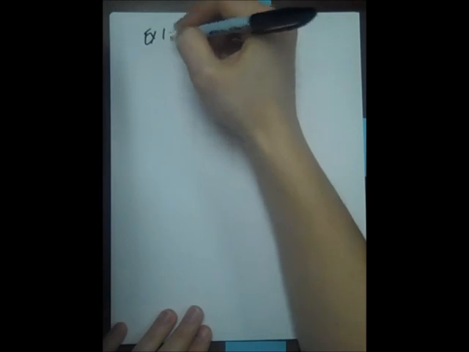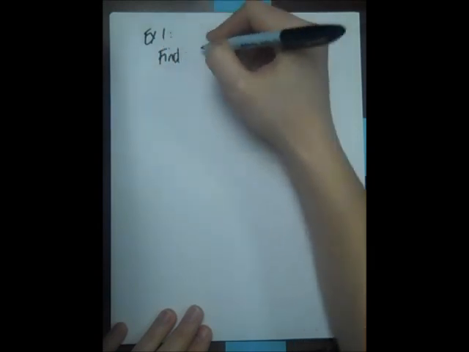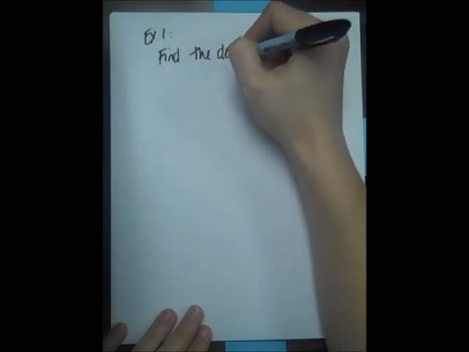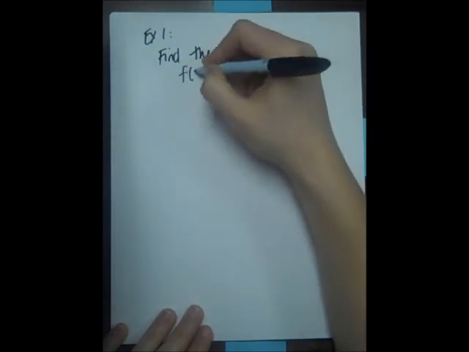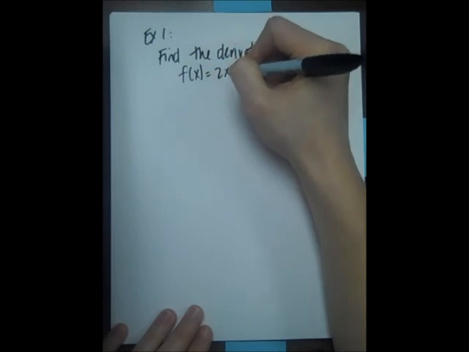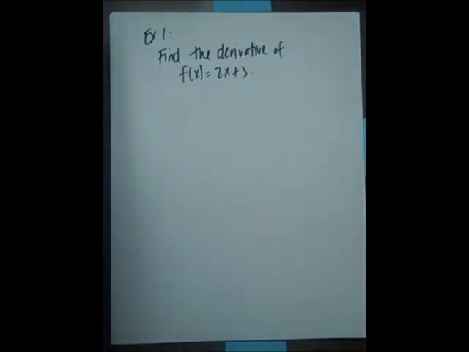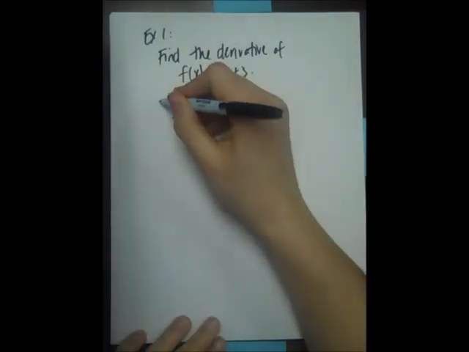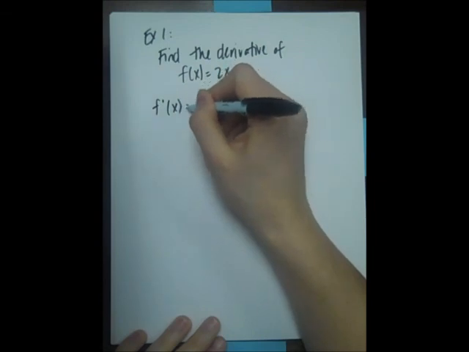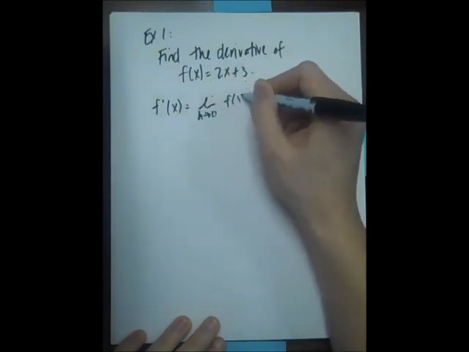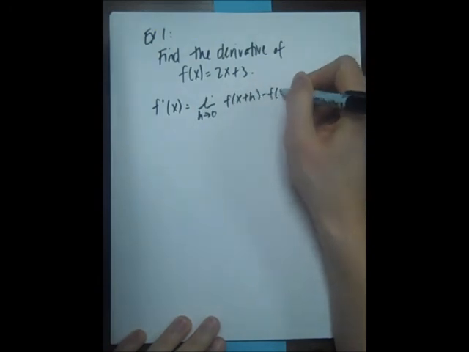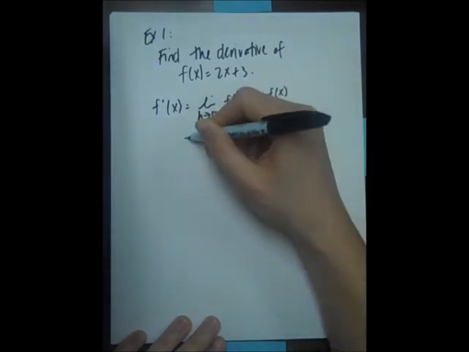Example 1. Let's find the derivative of the function f of x, where f of x is 2x plus 3. So we're finding the derivative. We're not finding the derivative at a point. We're finding the general derivative. So we're going to use our formula, f prime of x. This is the limit as h approaches 0, f of x plus h minus f of x all over h.